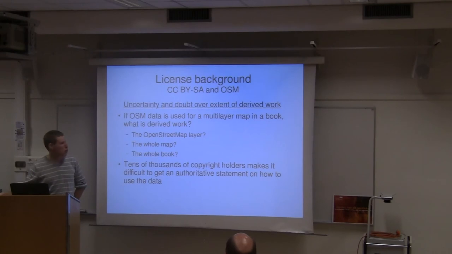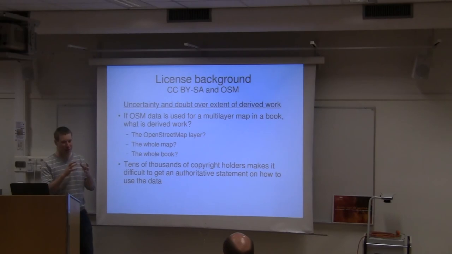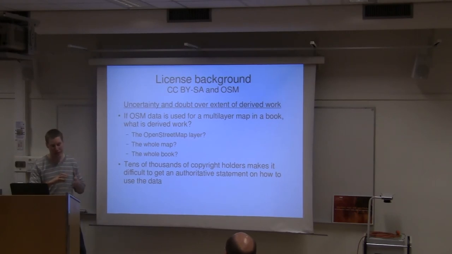One more problem was that it was difficult to know what was a derived work of the data and what wasn't. So if you want to make a book with an OpenStreetMap based map, it was difficult to know if only the map itself should be released under this Creative Commons license, or all the layers that are used together with this map, or the whole book. It was difficult because people couldn't just contact all contributors to discuss this.